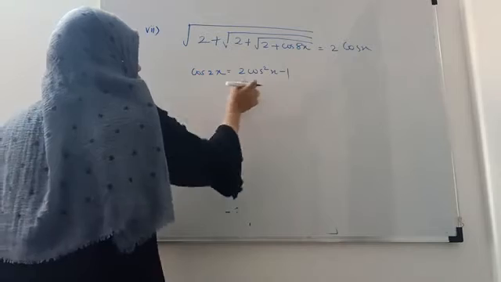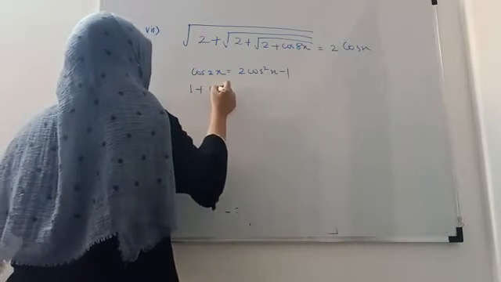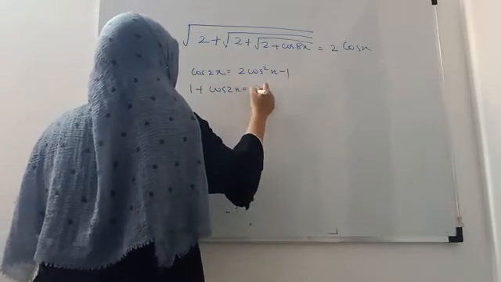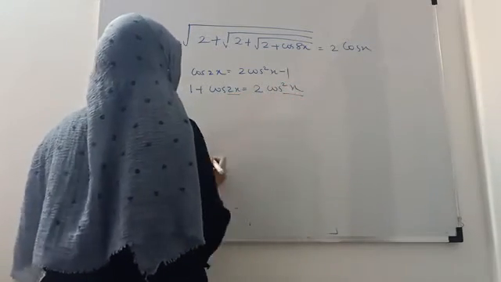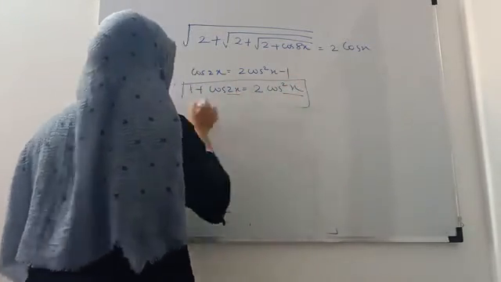So shift this one over here. So this will be 1 plus cos 2x, which is what? 2 cos square x. If it is 2x, then we have to halve the angle. So this formula I'll use over here.